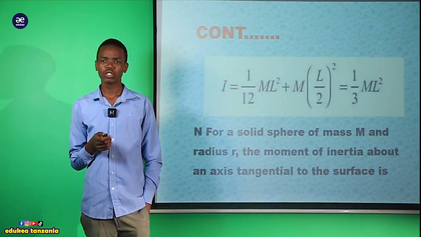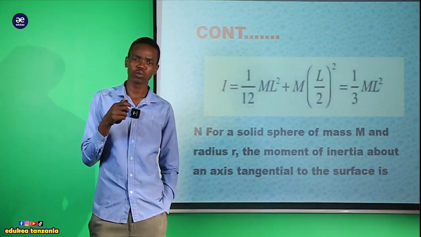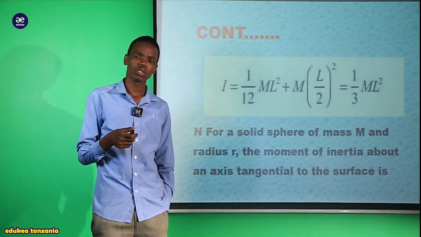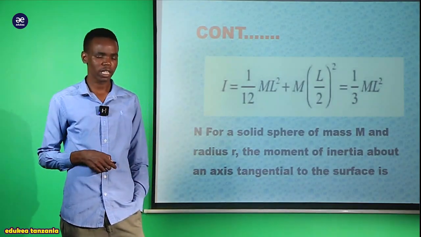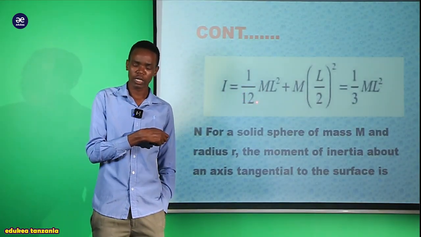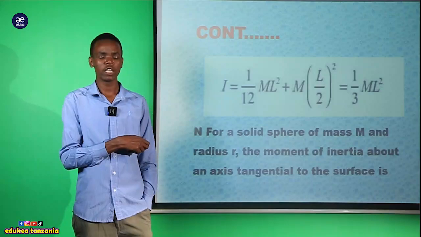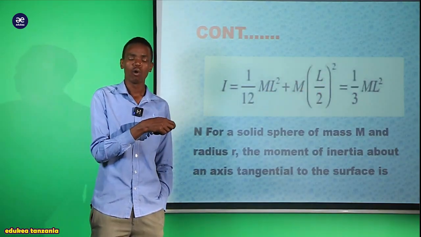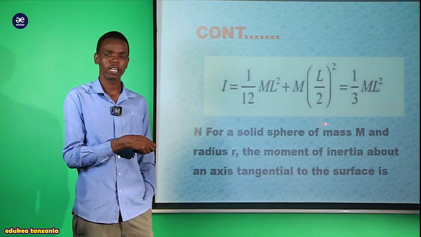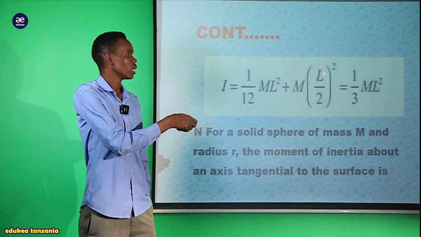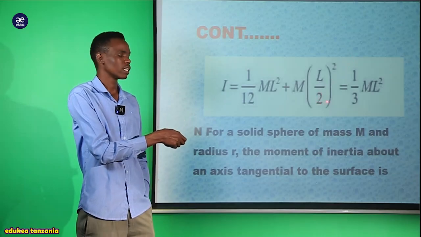So if we substitute the moment of inertia through the center, which is equal to 1/12 ml square, and also d equals L divided by 2, then we should obtain that the overall moment of inertia is equal to 1/12 ml square, we add the mass, then we times it by L square divided by 4.